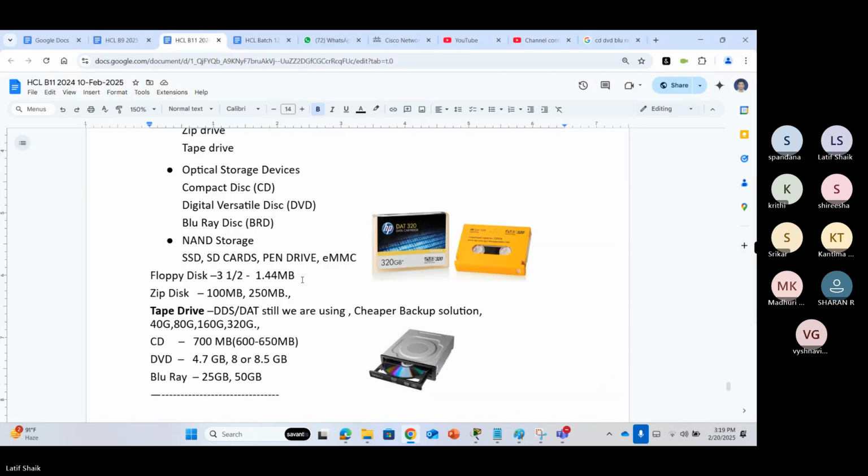Okay. So DVD is 4.7 GB and double layer DVDs will give you 8 or 8.5 GB. Blu-ray is 25 GB. And double layer Blu-ray is 50 GB.